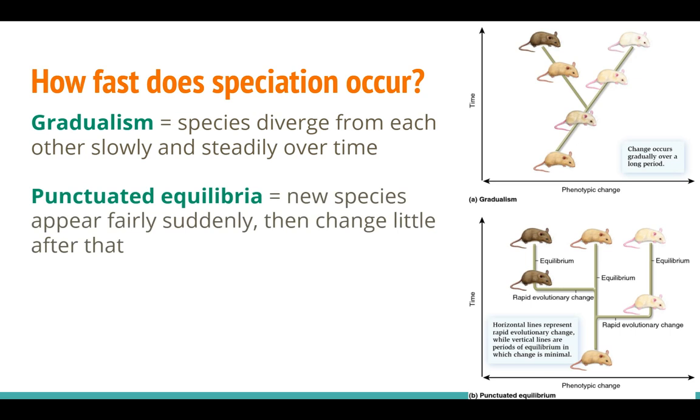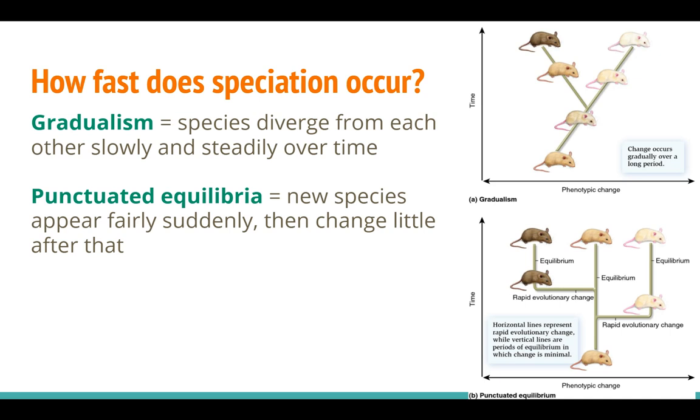The other school of thought came up with an idea that they called punctuated equilibria. So equilibrium is the idea of things staying constant and steady. Punctuated means that equilibrium is interrupted. So this idea says that new species or big changes happen fairly quickly, but then they stay the same for a period of time after that. So that graph would look a little more like this.